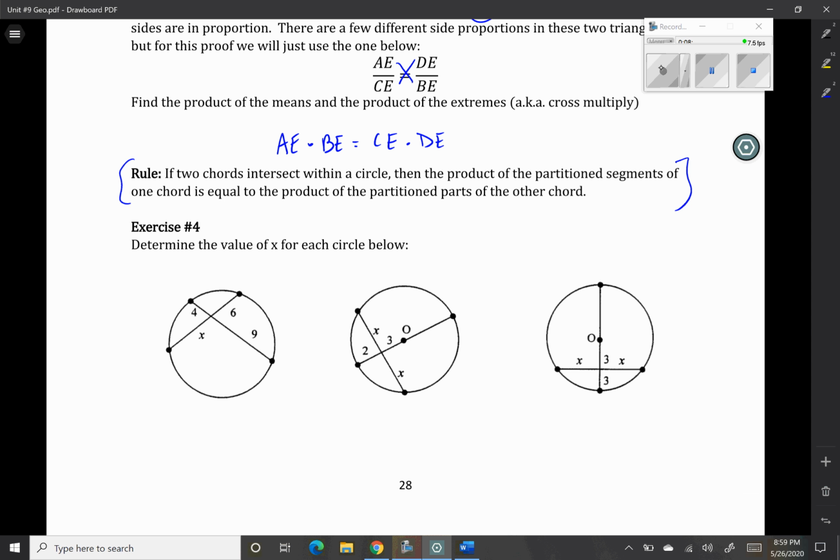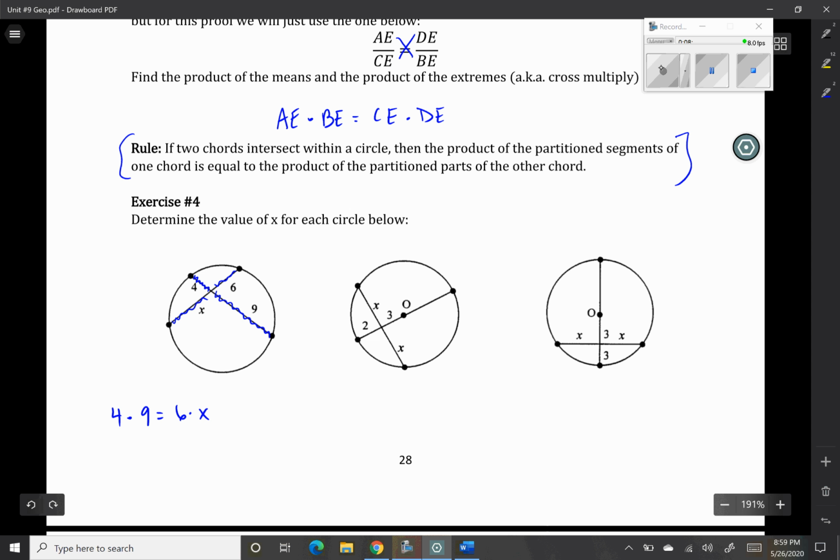So in exercise four, I see a part of a segment here, which is four, and a part of a segment here, which is nine. So if I multiply four times nine, that should be equal to the other segment, which has parts of x and 6. So I have 6 times x. All we're doing here is taking the parts of the segment and multiplying them together. So if we do some quick math here, 4 times 9, that's 36. 6 times x is 6x. Algebra it up, and we get x is 6.